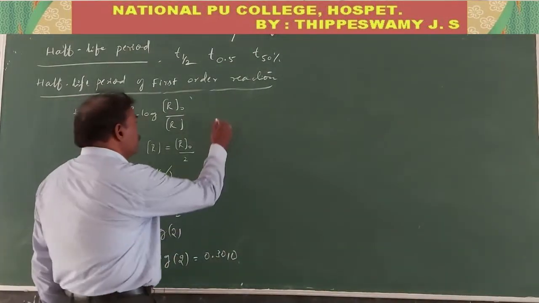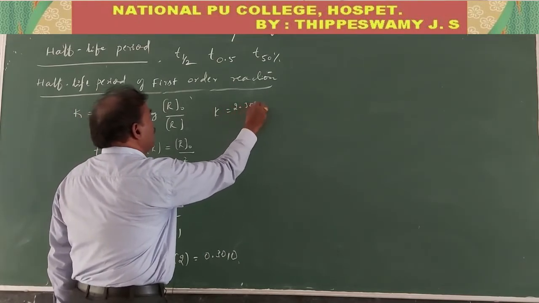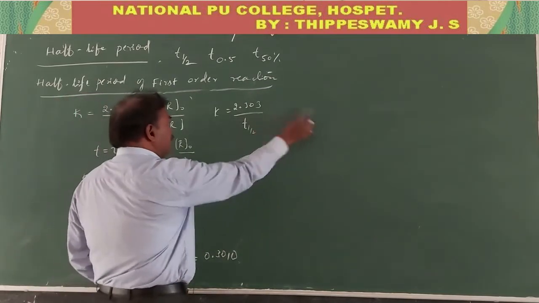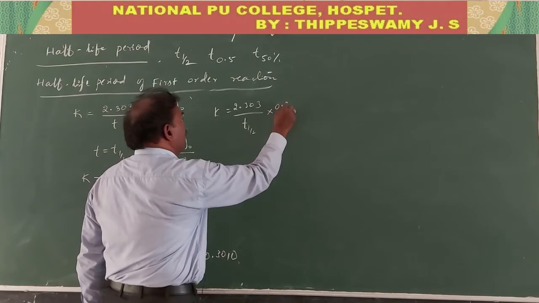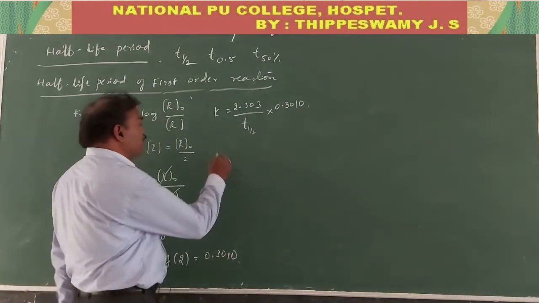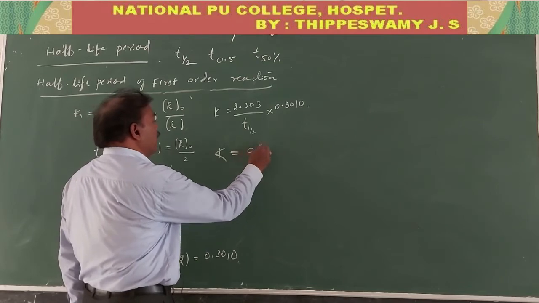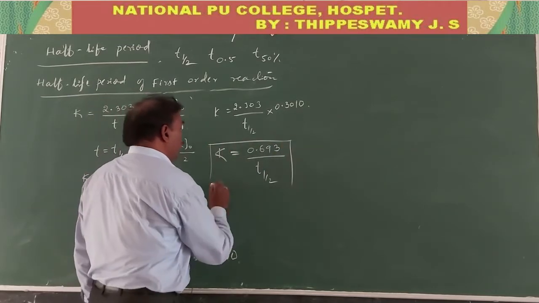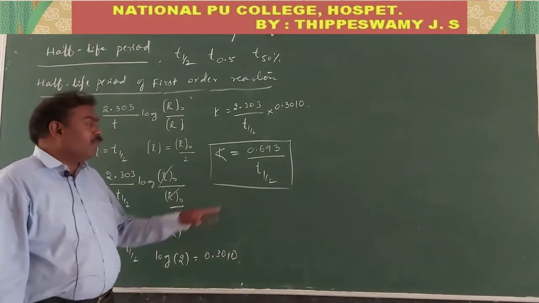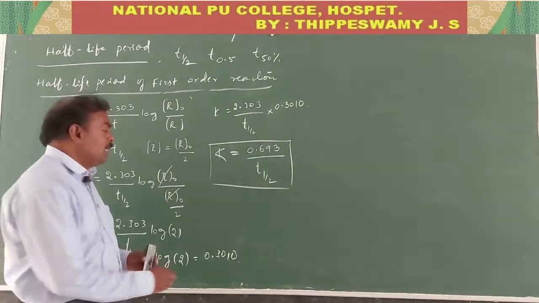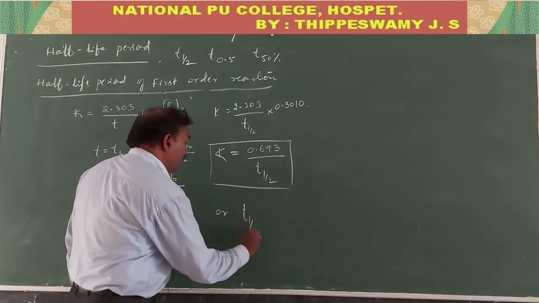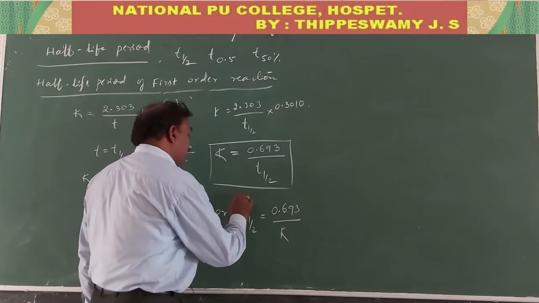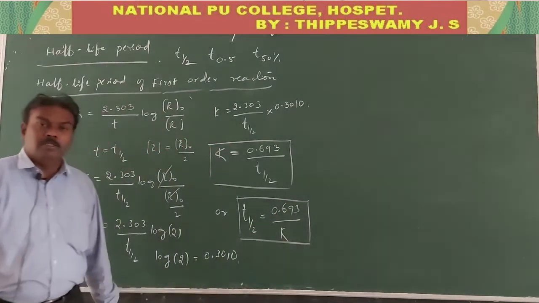Now K is equal to 2.303 divided by T half into the log 2 value. So what is the value of log 2? Into 0.3010 we are getting. Finally, what we get? K is equal to 0.693 divided by T half. This is one of the relations given for the half-life period of a first order reaction. Or you can write like this: T half, T 50%, is equal to 0.693 divided by K. So remember these relations, which are very, very important.